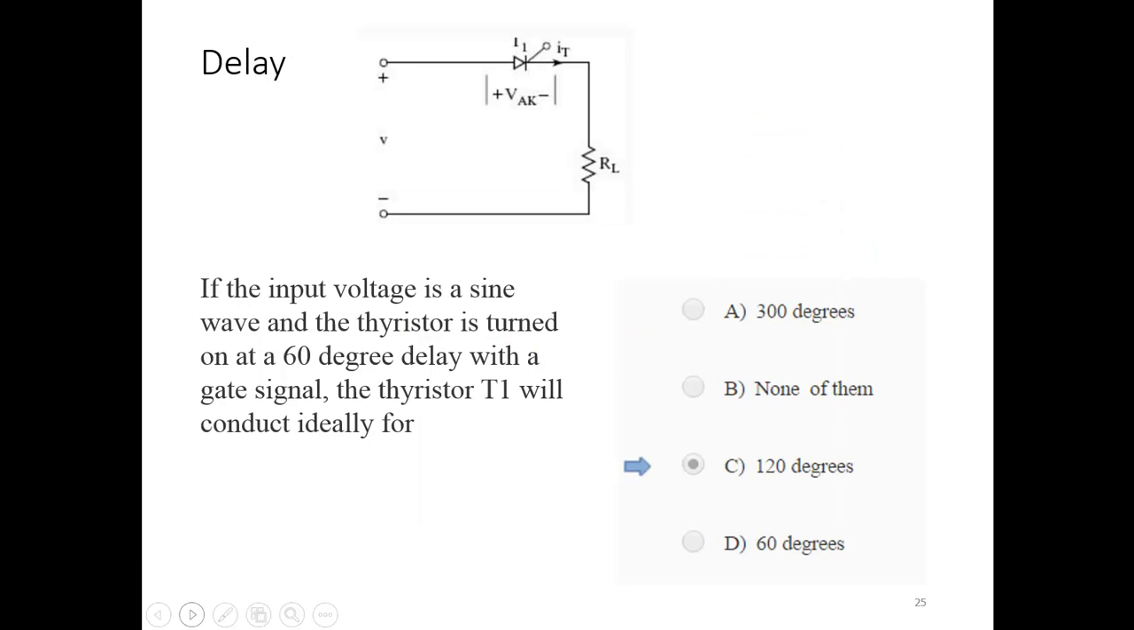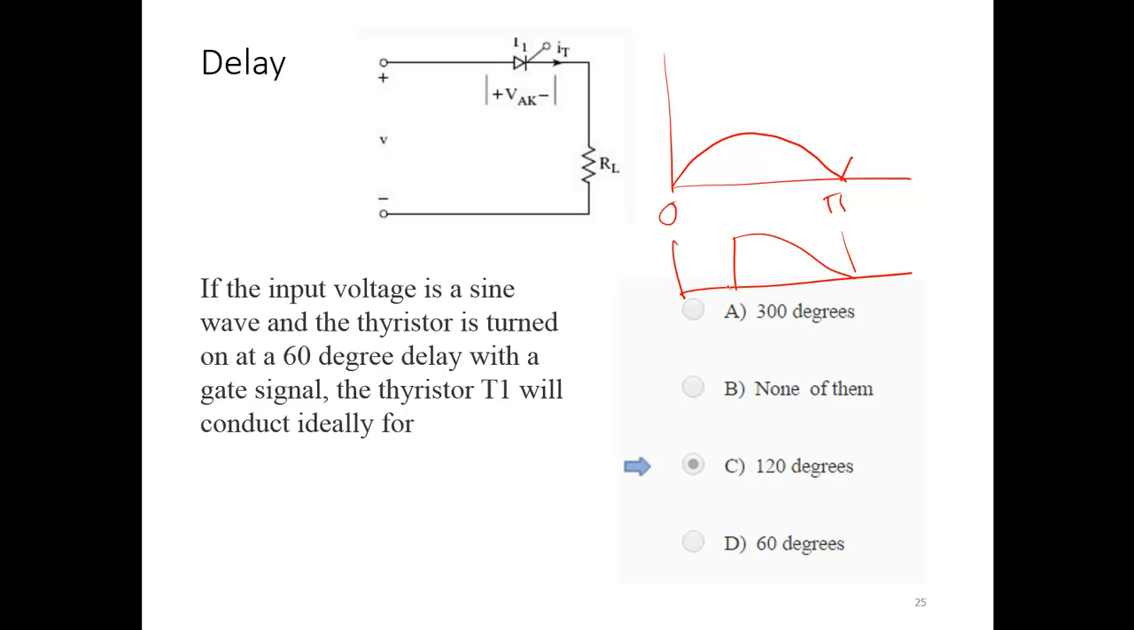Now the delay angle of thyristors. If you have a normal diode in a half-wave rectifier, the output voltage will be from 0 to pi. With thyristors, it will only conduct when you trigger them. Once you trigger them, this will be the angle alpha. Whenever you trigger them, that's the time the thyristor will conduct.